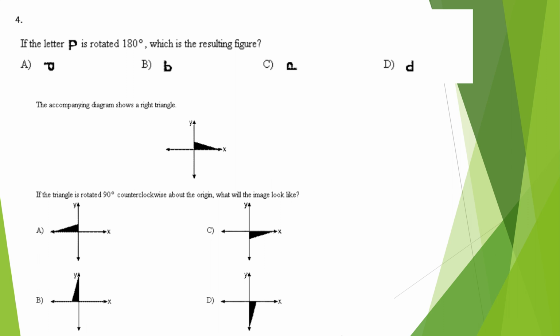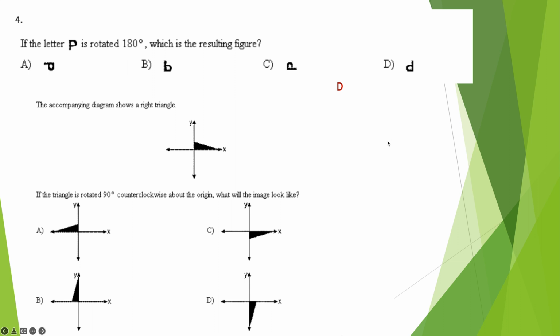So the first one says if letter P, capital P, is rotated 180 degrees, which is the resulting figure? Remember, you're going to go counterclockwise because it's a positive 180. Not that it really makes a difference with only 180. And what would it look like when you're done? Okay, assuming you did stop and start, you can always doodle this on paper, but answer D is what it would look like, turning it around.